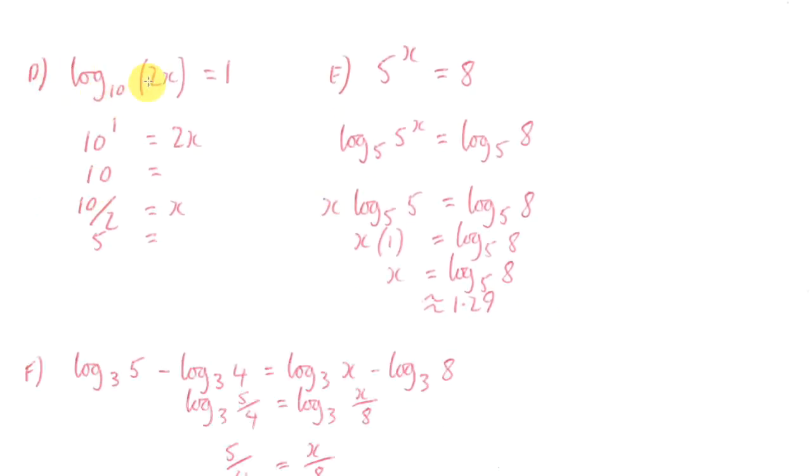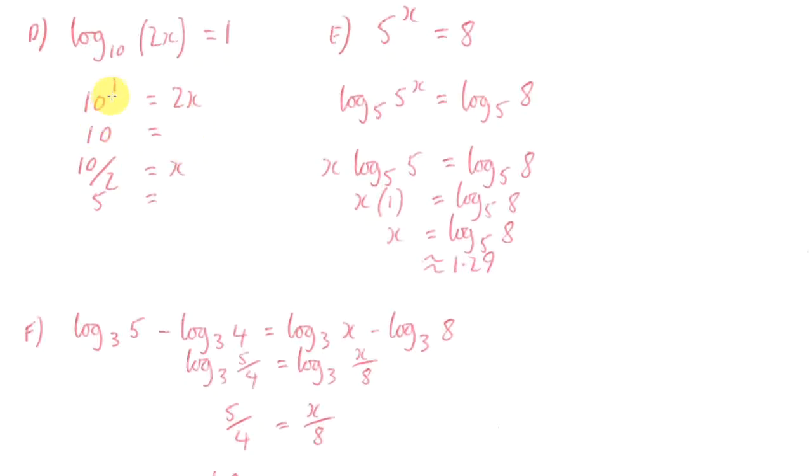D, log base 10 of 2x equals 1. Again, reorganise it so it's in index form, so base 10 to the power of 1 will give me 2x. 10 to the power of 1 is just 10. Divide both sides by 2, so x equals 5.